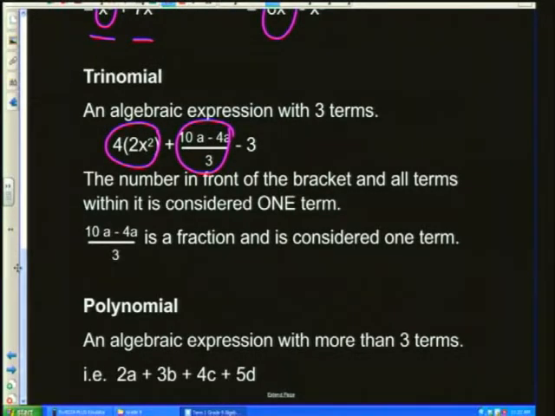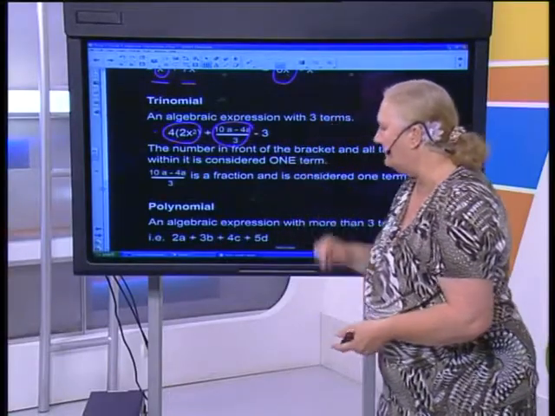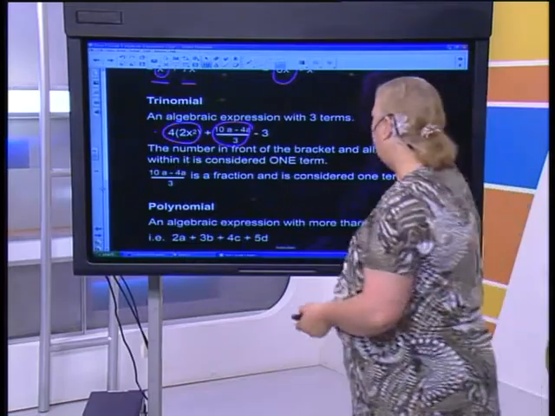The number in front of the bracket and all the terms within it is considered one term. This speaks of this one. We've got a bracket, and we've got a number in front of it. Again, there's division, there's multiplication that still needs to be done. Once we've simplified it, we get one term.